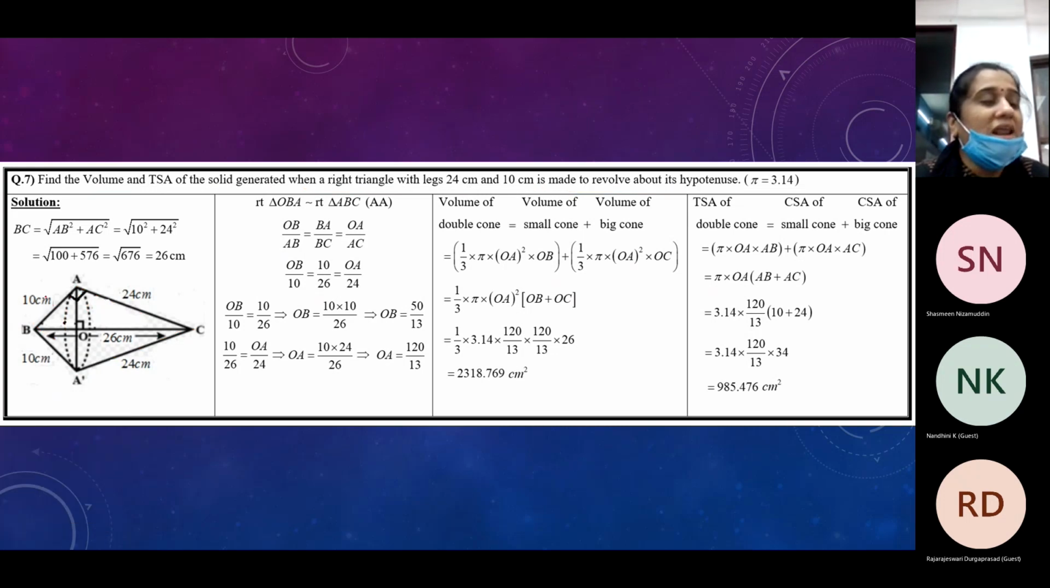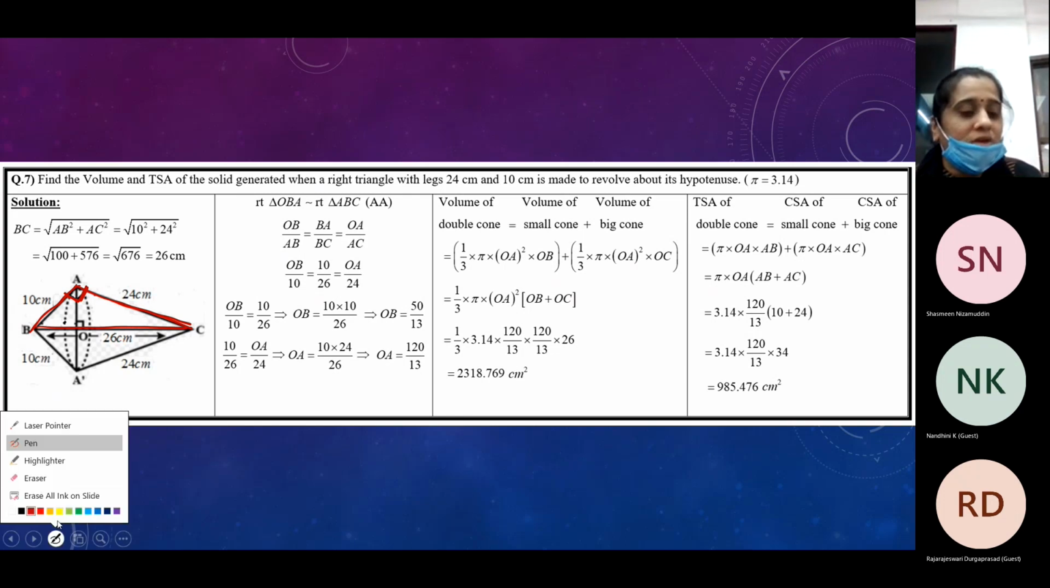Now, the legs are 10 and 24. So what's the hypotenuse? By Pythagoras theorem, the hypotenuse is 26 centimeters. BC is equal to 26. AB is one leg, AC is the other leg, because they only contain the right angle. They are the legs. And opposite to the right angle is the hypotenuse, which you find using Pythagoras theorem, 26 centimeters.